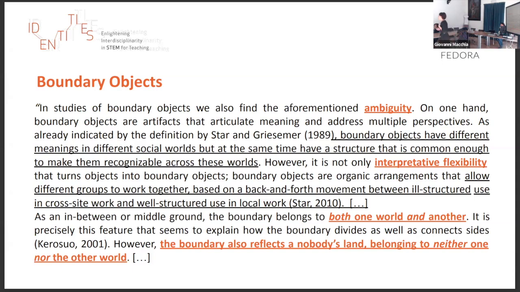Sorry, just to clarify, would black holes be boundary objects or not? A black hole, because it's also an object of every day, in a sense. You mean every day in the sense that you use the metaphorical meaning? Yeah, obviously. So it depends on how you use it.